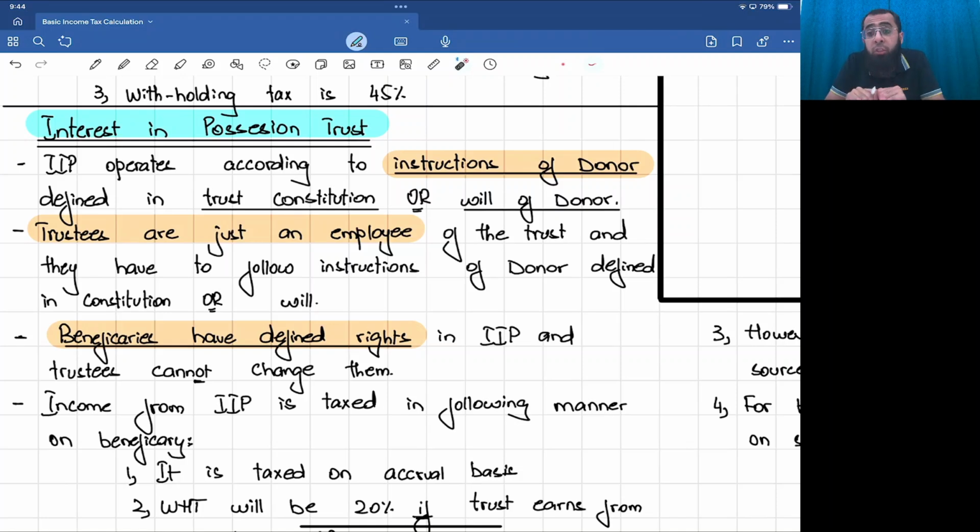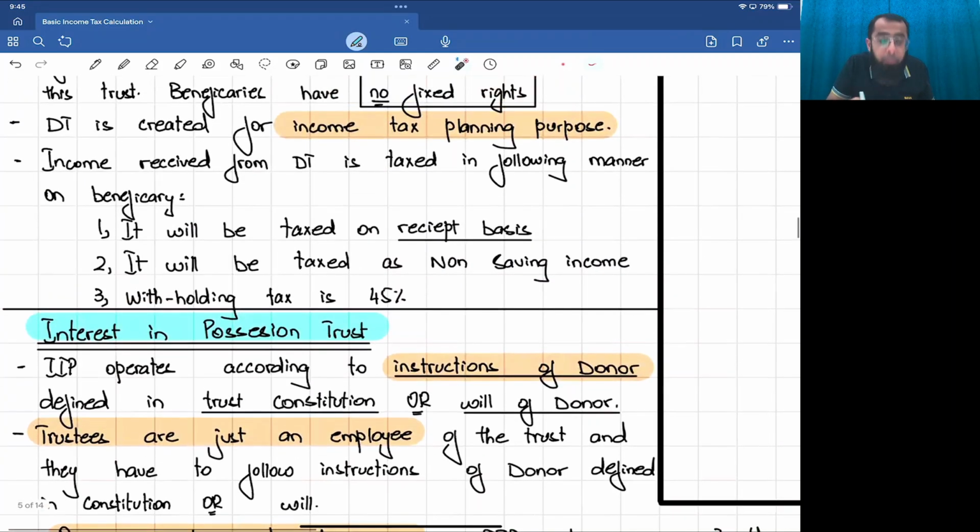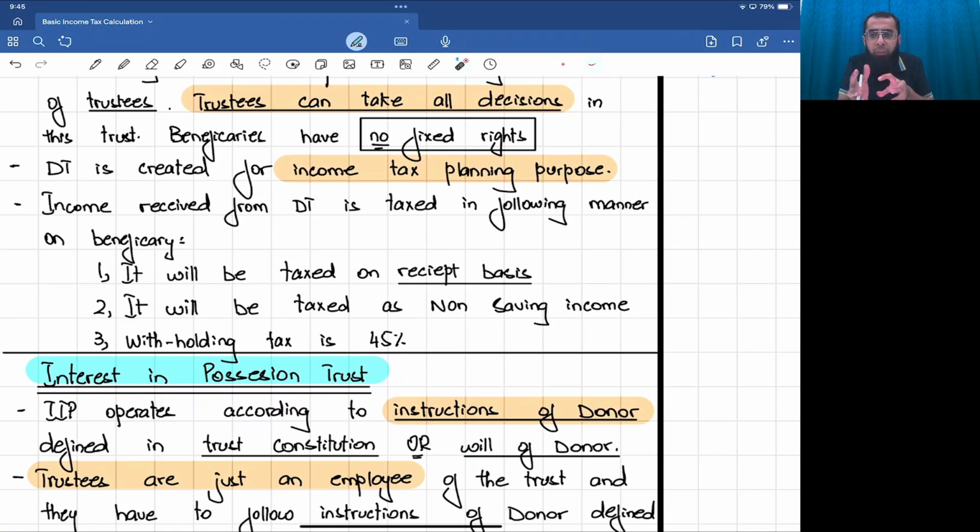Now, in an interest in possession trust, you cannot do tax planning. You cannot change beneficiaries according to their personal allowances or tax bands. Here, the beneficiaries have defined rights and trustees cannot change them. In a discretionary trust, it was all income tax planning. We look for the beneficiaries in our family. Okay, he has the personal allowance, he has the band available. In this year, he is good. In that year, that person is good.